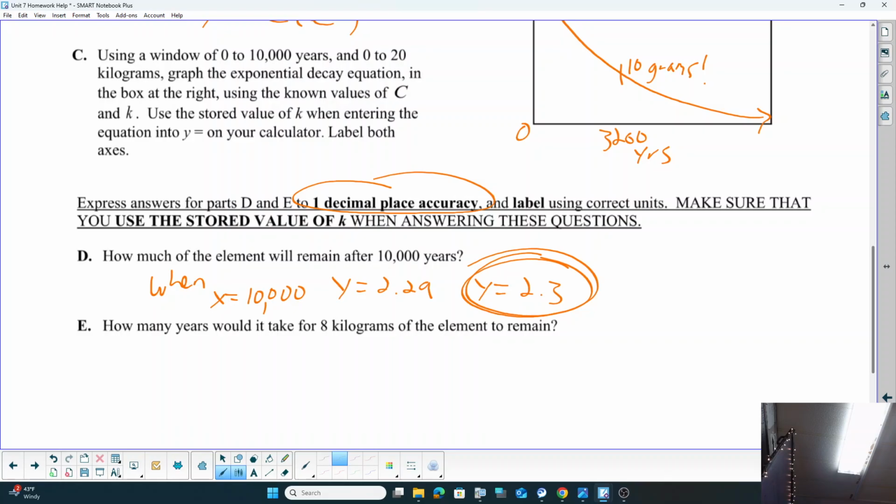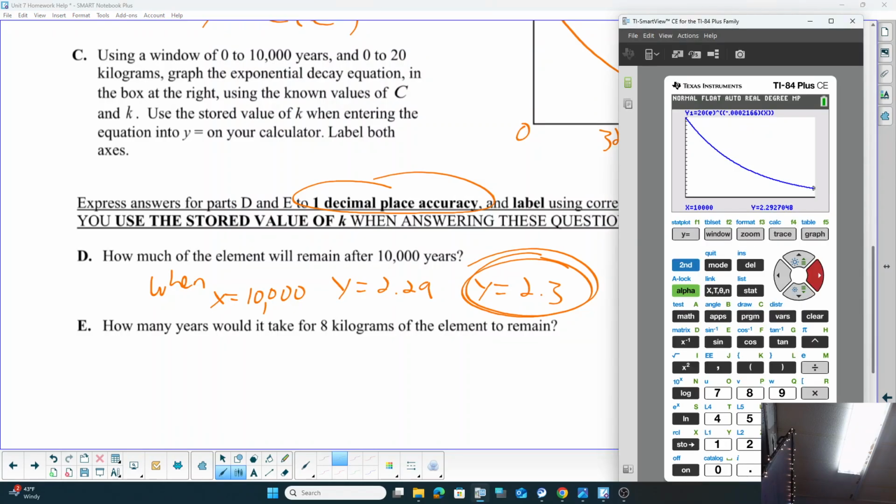How many years would it take for 8 kilograms of the element to remain? So basically, you're going to go backwards from 8 kilograms to find the years. If you want to be really accurate, you would actually graph y equals 8. Ready? So go y equals 8. We push graph, and then we do the intersection. So there's our intersection. So we go second calc, intersection, enter, enter, enter.